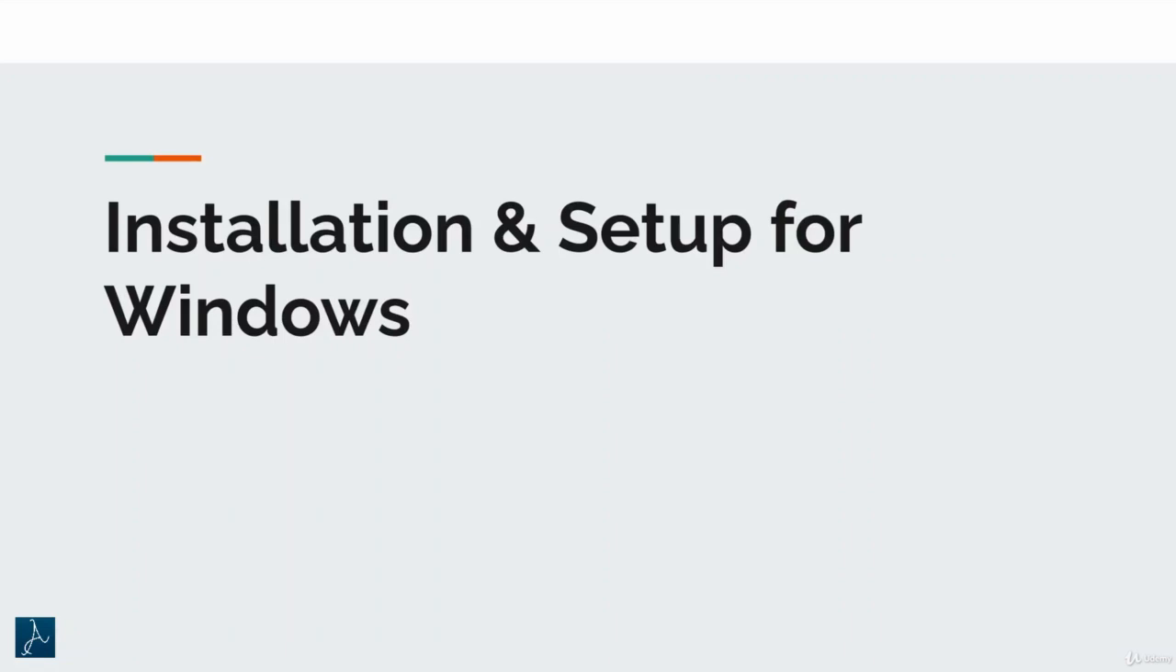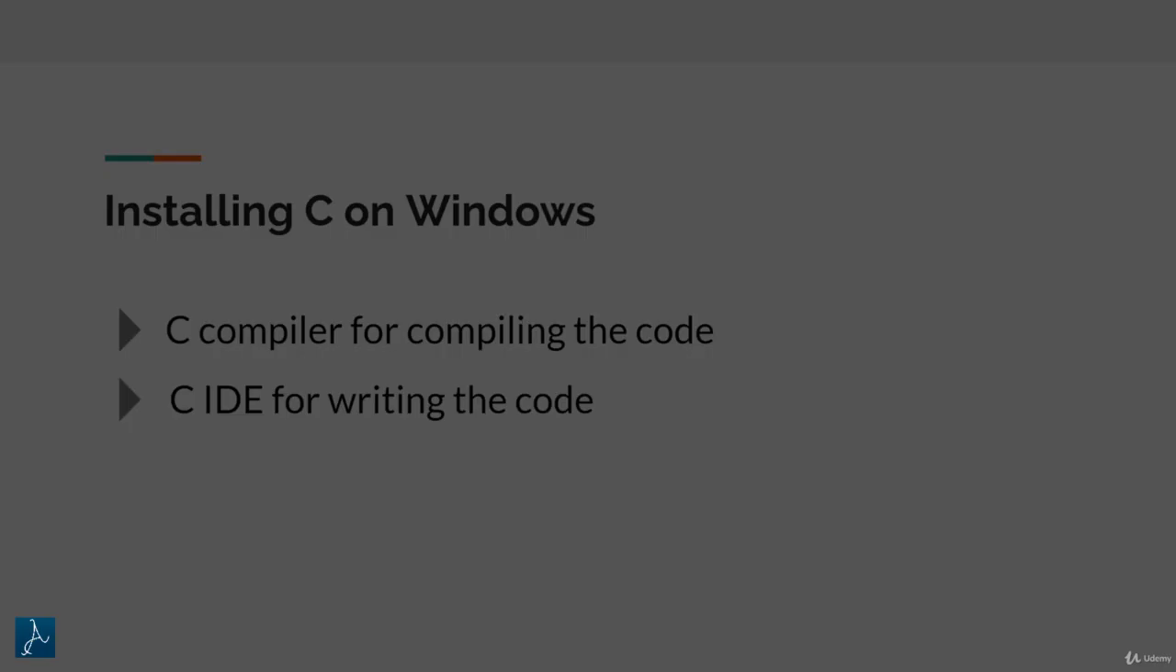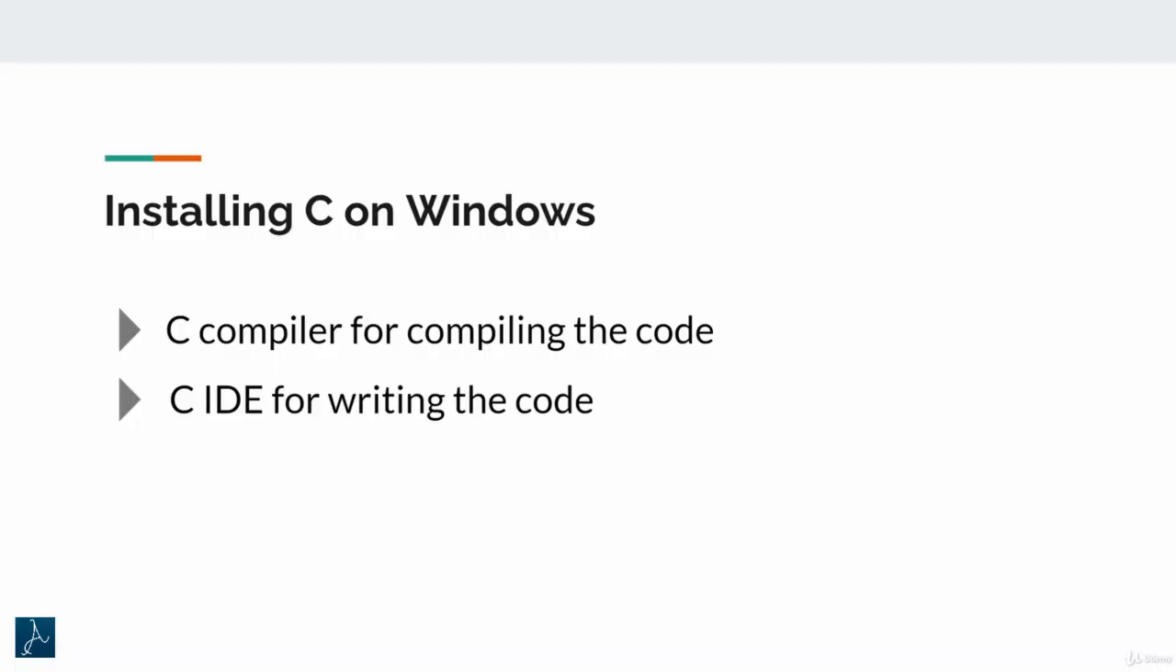In this lecture, I will help you install all the necessary software needed for C programming on your Windows machine. Let's get started. In order to get started with C programming on your computer, you would need a C compiler for compiling the code and a C IDE for writing the code.